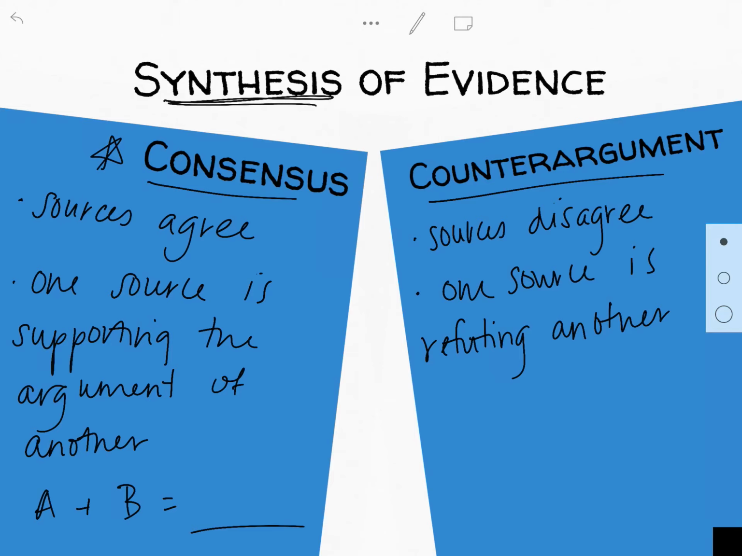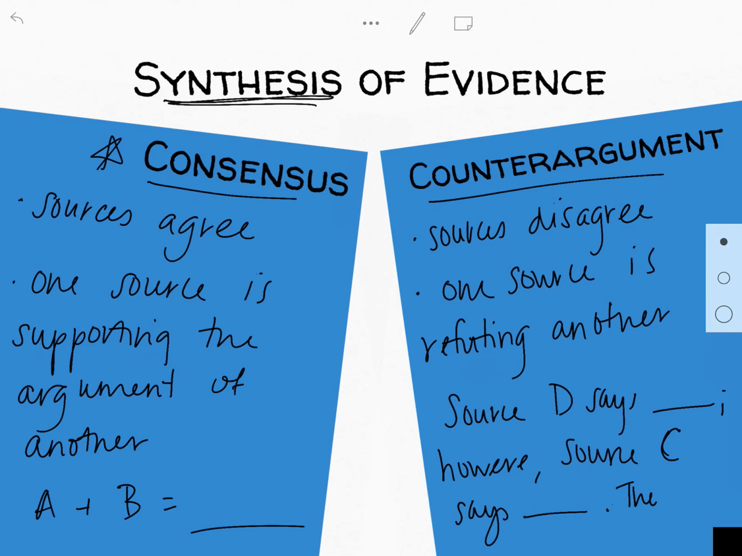So if I'm looking at source C and D, if C says college is worth the money, D says college is not worth the money, I'm going to say source D says blank, however, source C, it's not very good, C says blank. Therefore, and there are resources in the synthesis folder for you on how to craft a really good counter-argument paragraph, but that's the biggest thing. You have the opponent source, the first source says this, however, you have a switch word is what I call that. The accurate source says this.